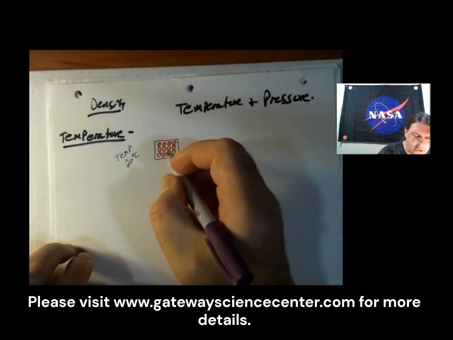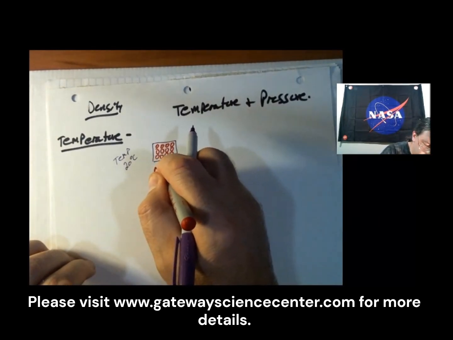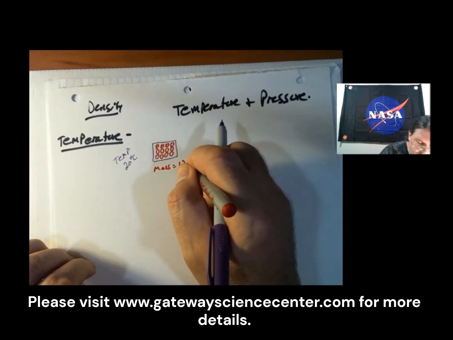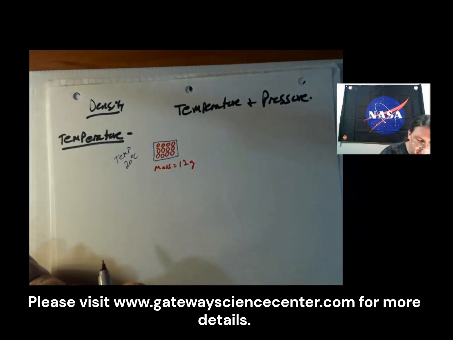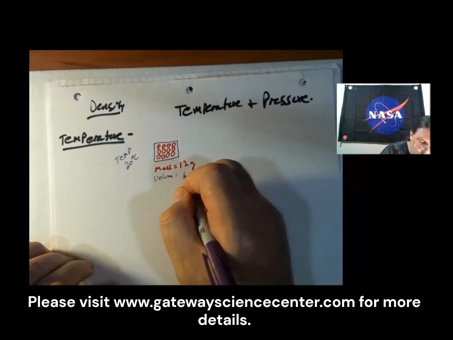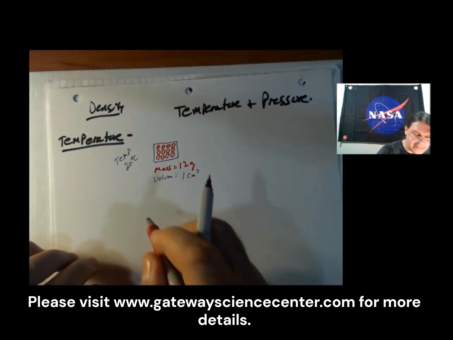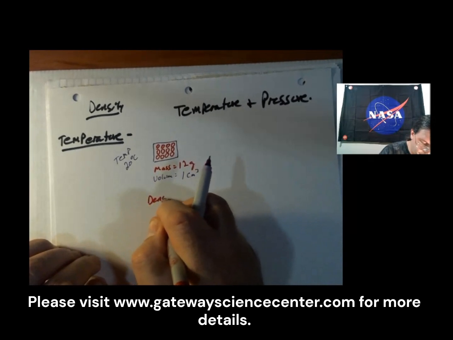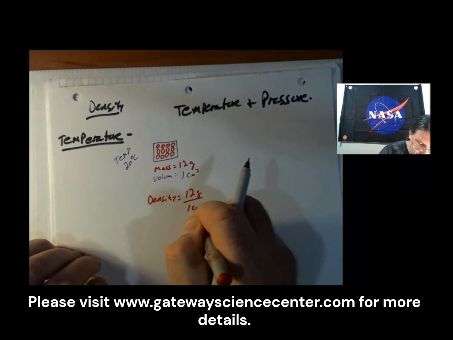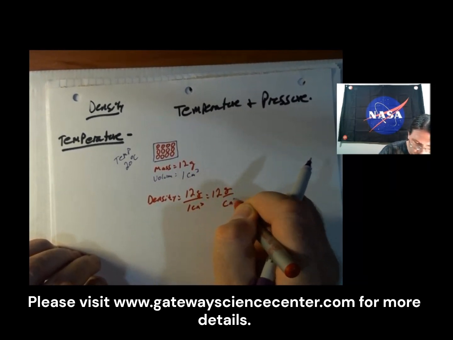And I'm going to just show you that the mass, we'll just say it's 12 grams. And I'm going to say the volume is 1 centimeter cubed, just to make life easy. So I know my density will then be 12 grams per 1 centimeter cubed, or 12 grams per centimeter cubed. That's my density.